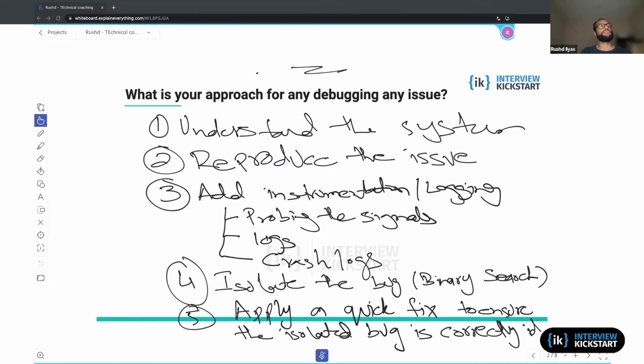Other than that, like I said, it's very specific to the application. Does that answer your question? Yeah, yeah, that makes sense.